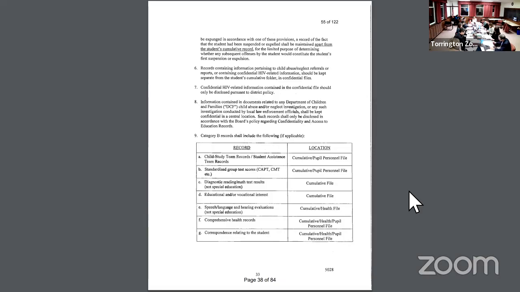But yeah, standardized group test scores are kept in the cumulative file. And/or. So we just add digital. Right, and you could add digital to all of those things. Okay. And the same on page 39 of 84.